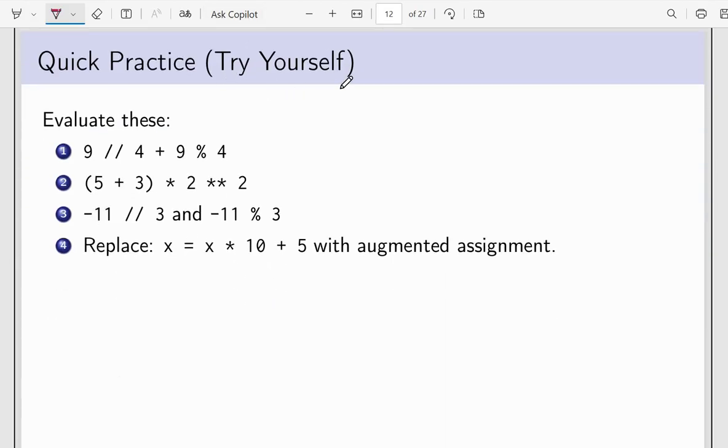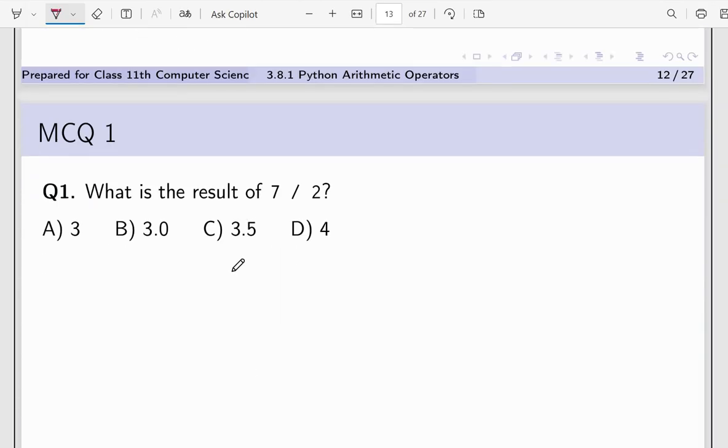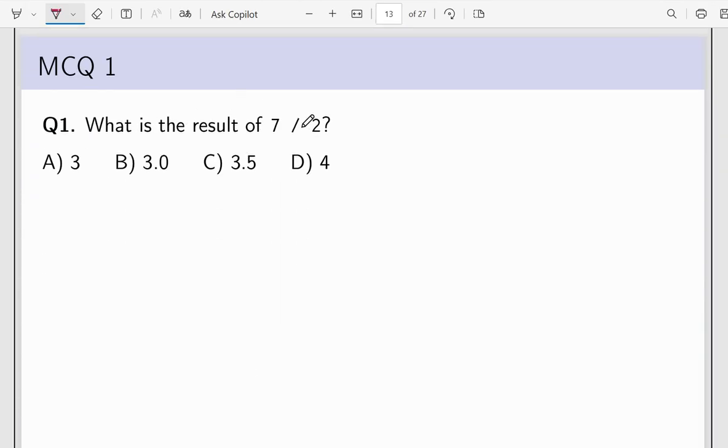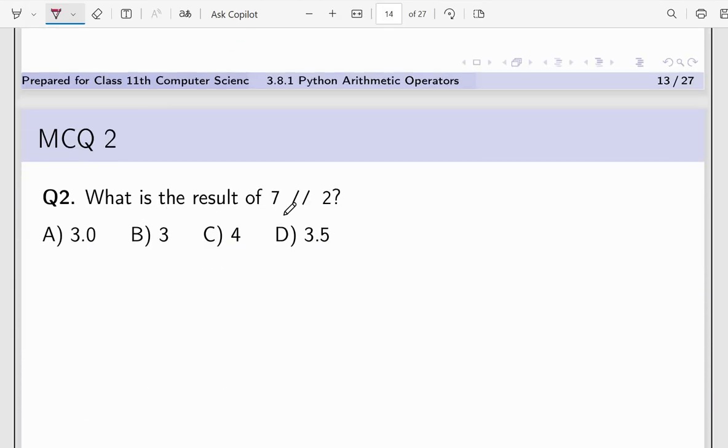Okay, please try these questions yourself, and if you are not able to solve them, please write to me in the comments. Multiple choice question number 1. What is the result of 7 / 2? It will give you 3.5, straightforward. Question number 2. What is the result of 7 // 2? It will give you 3.5, but due to the double slash, it will give you only 3.